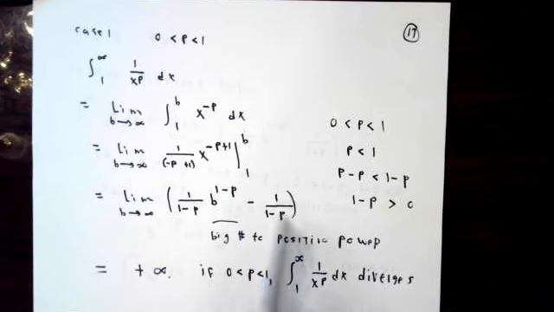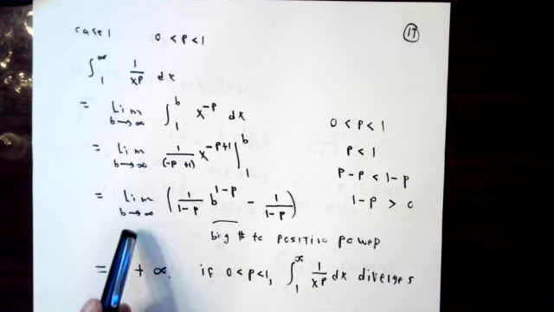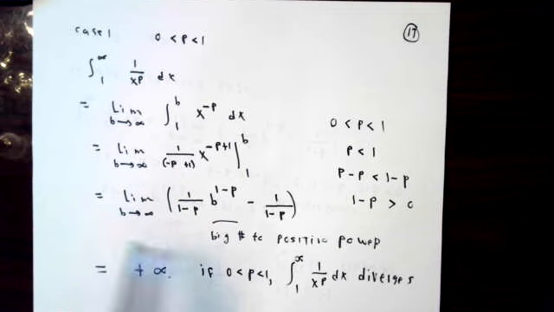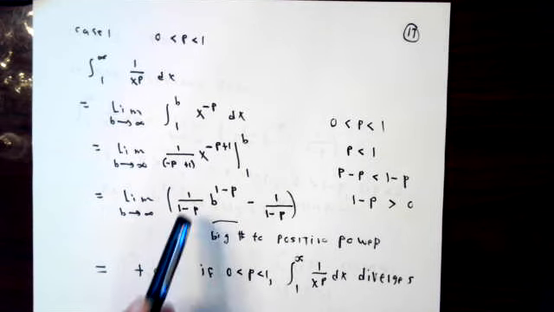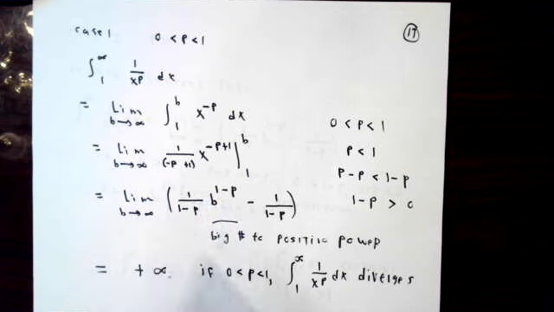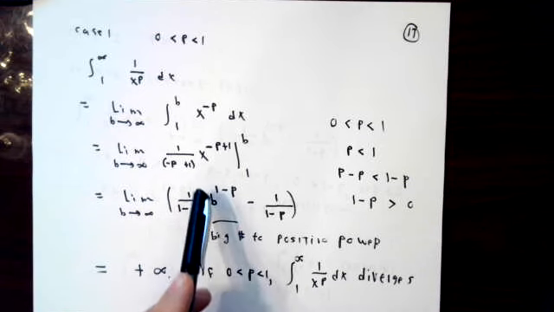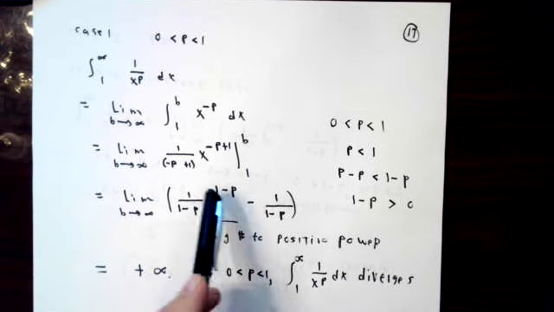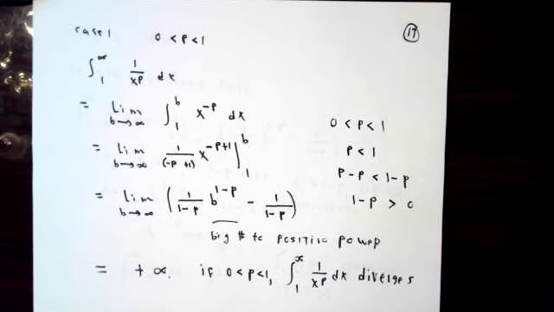The second part doesn't worry me at all. It doesn't have b in it. So in terms of taking limits as b tends to infinity, this is a constant. It doesn't mean anything to me. This is a constant factor. That doesn't mean anything to me either. It's this quantity that's going to determine whether I get convergence or divergence.